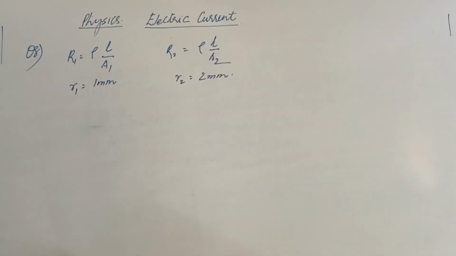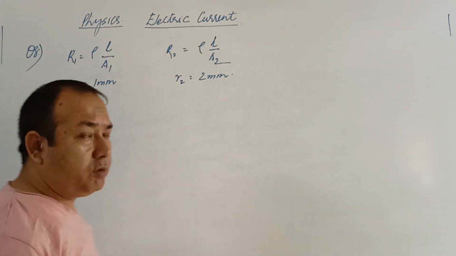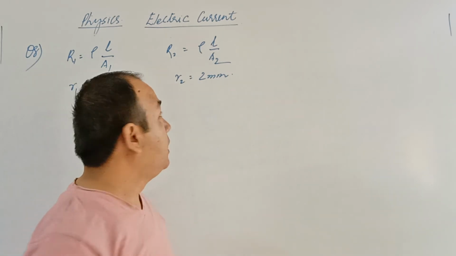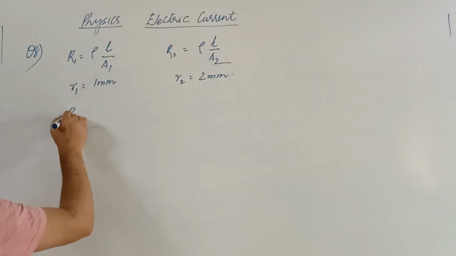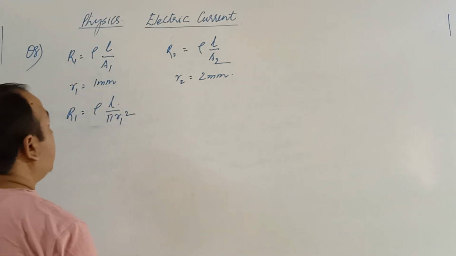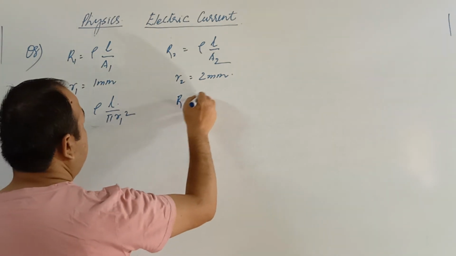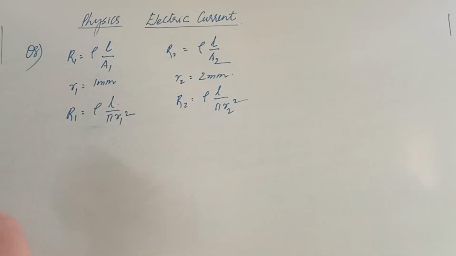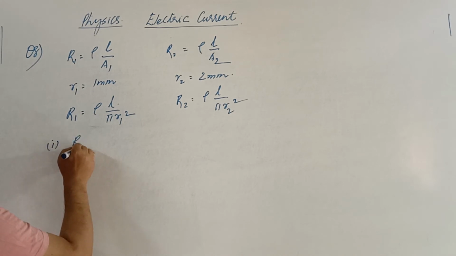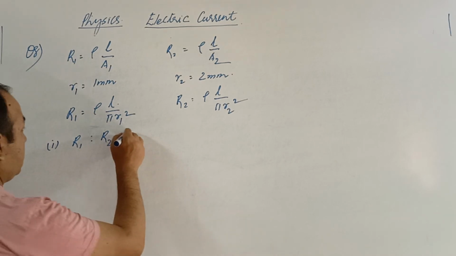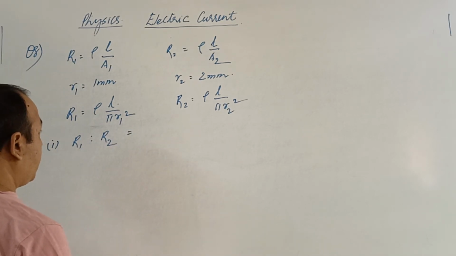Now the wire usually has a circular cross section, so the area of cross section will be pi r square. So I can write here R1 is equal to rho L by pi r1 square, and then here R2 will be equal to rho L by pi r2 square. Now we need to find the ratio, compare the resistance R1 with R2. So when we compare the resistances, then it will be how much?